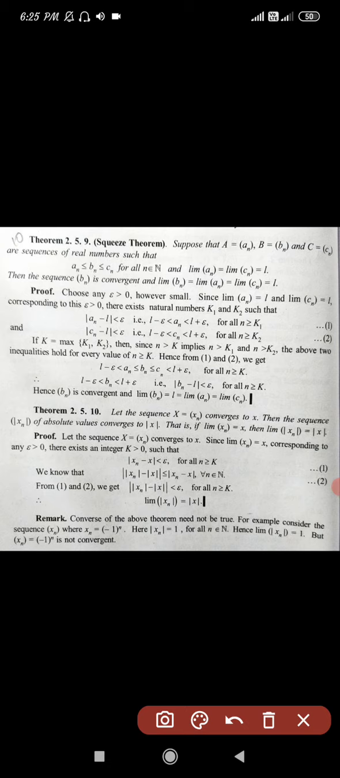So there is this remark, which is, the converse of the above theorem need not be true. So we consider this example. Let xn equal to minus 1 raised to n. Here mod of xn would be equal to 1 for all n belongs to N. Hence limit of mod xn would be equal to 1. But xn, which is minus 1 raised to n, is not convergent.